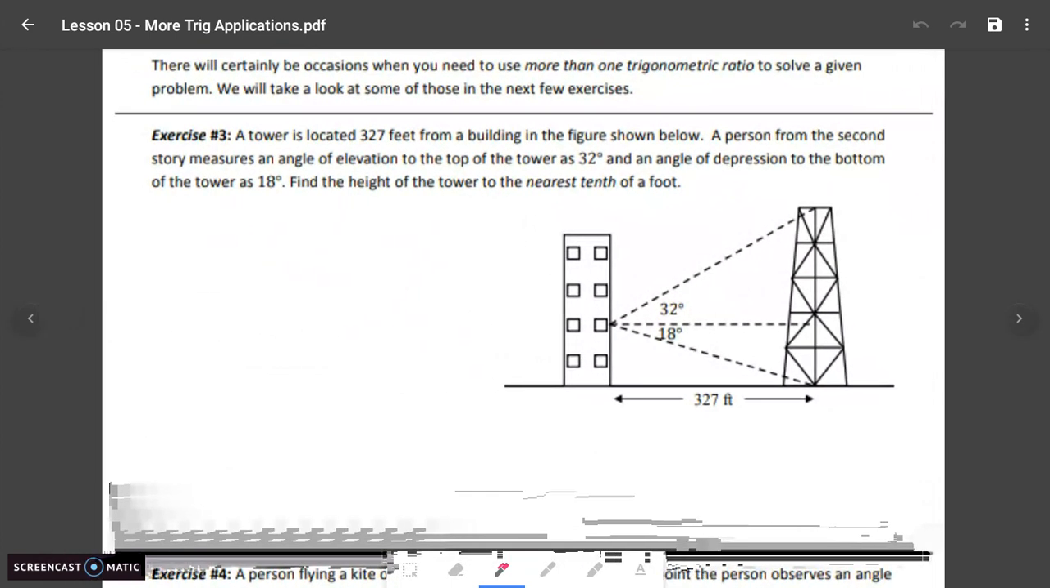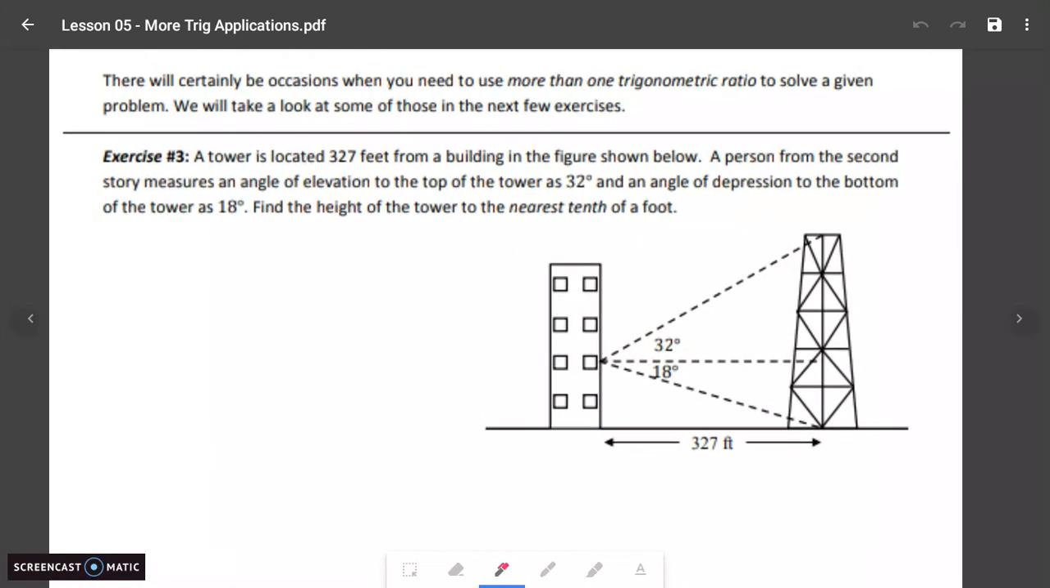Okay, now we're also going to be looking back to some of the trig problems we were dealing with, but we sometimes have to do trig more than once to get our whole answer. So in this case, we have a tower located 327 feet from a building. It's shown in this picture below. A person from the second story has an angle of elevation to the top of the tower, making 32 degrees, and an angle of depression to the bottom of the tower, making 18 degrees. Find the height of the tower.